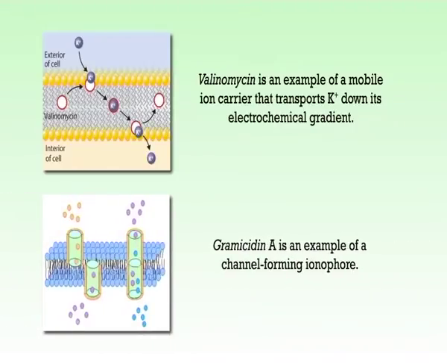Gramicidin A is an example of a channel-forming ionophore. Two gramicidin molecules are thought to come together end-to-end across a bilayer to form a transmembrane channel, which selectively allows monovalent cations to flow down their electrochemical gradients. It can transport about 20,000 cations per open channel each millisecond, which is about 1,000 times more ions than can be transported by a single mobile carrier molecule in the same time.